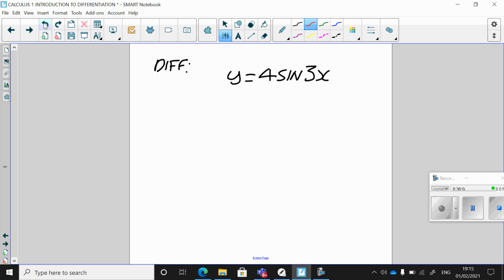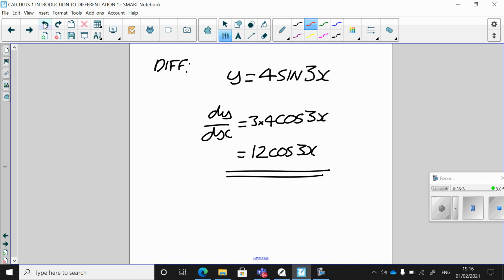Right. Okay. 4 sine 3x. Right, I've got a multiple here. I've got 3x. So when I differentiate, I know that number in front of x comes out the front, multiplies anything in front of the sine part. So that's going to be 3 times the 4. Sine goes to positive cosine, and the 3x part stays the same. Tidy up the 3 times 4 at the front. Okay, going to 12 cos, and the 3x stays the same. That is it.